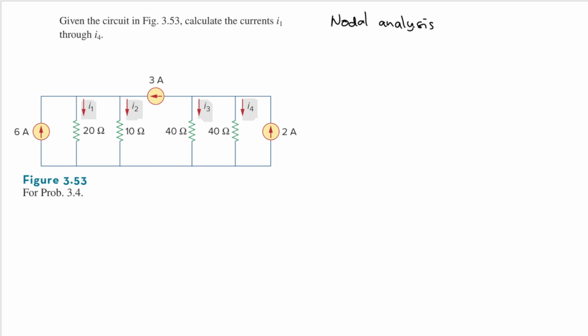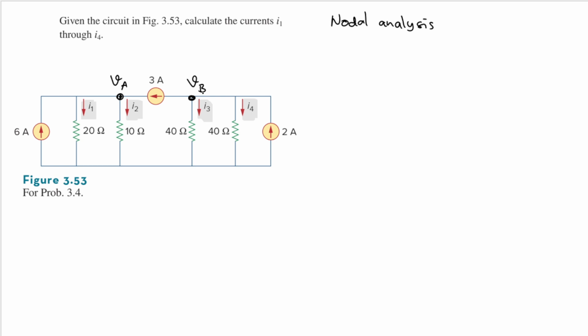Okay. Let's see what we can extract from the circuit here. So we have two nodes here. This is the first node here. Let's name this node A. So the voltage here is VA. And also we have this node here. And let's name this node B. So the voltage here is VB.